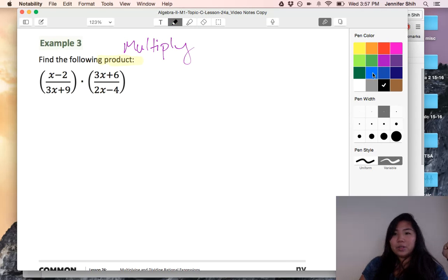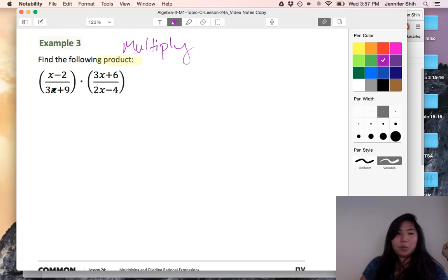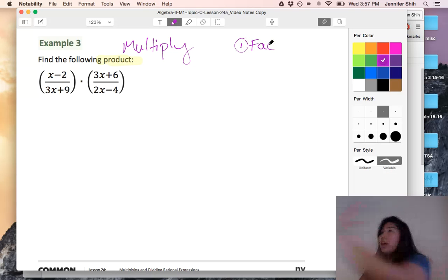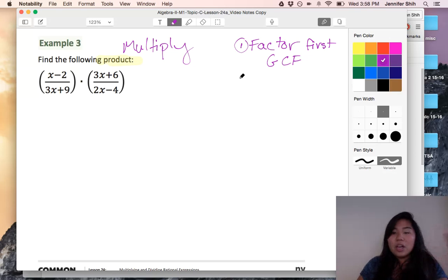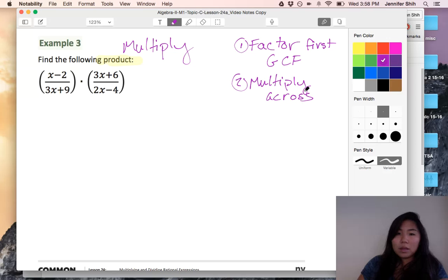Now what we're going to do is, I like this purple pen. We are going to factor first. I recommend factoring as much as you can, and then multiplying the terms across. So factor first. Usually it's going to be a GCF, a greatest common factor, and then multiply across. And then we're going to simplify.